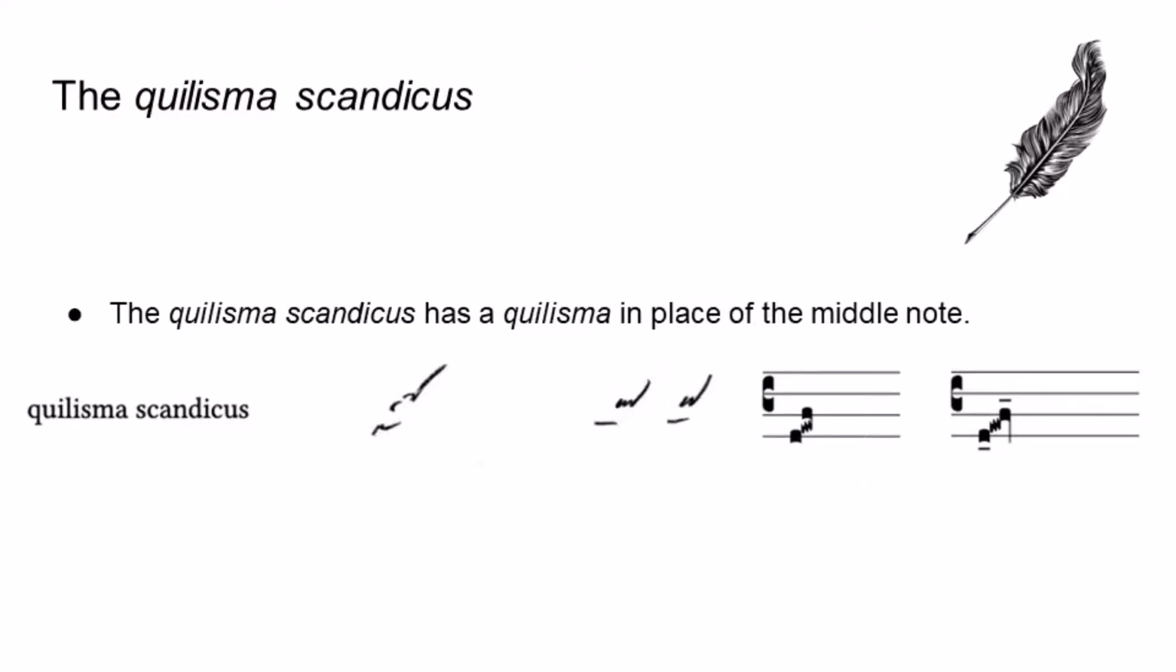The quilisma scandicus has a quilisma in place of the middle note. Refer to Part 1 for the interpretation of the quilisma itself. The lowest note is long because it is marked long in the manuscripts, not because it is followed by a quilisma.